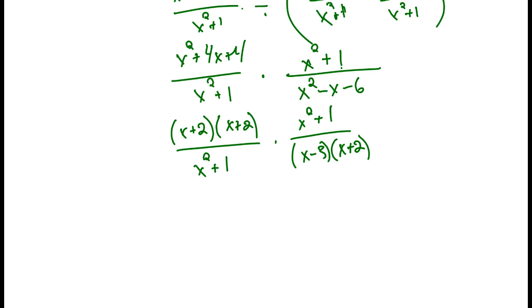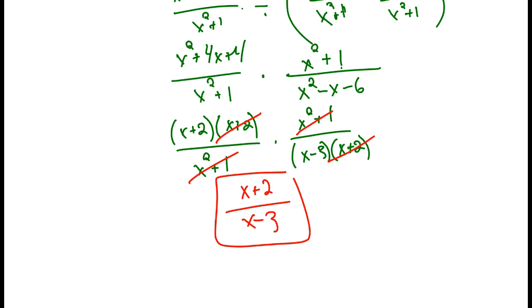Are there any common factors in the top and the bottom? Well, there's a factor of x plus 2, and there's a factor of x plus 2. And then I also have a factor of x squared plus 1 and a factor of x squared plus 1. So let's say goodbye to those factors. Goodbye, goodbye. And we're left with x plus 2 divided by x minus 3. And that's that rational expression in simplest form.